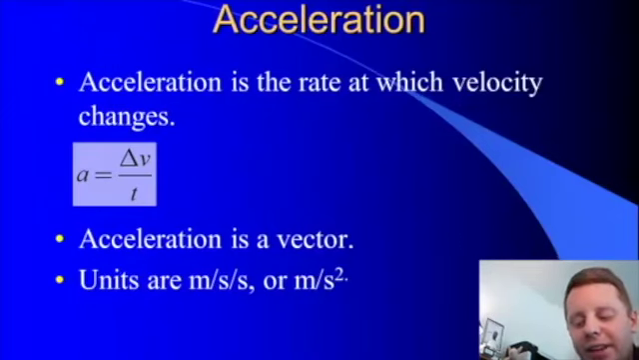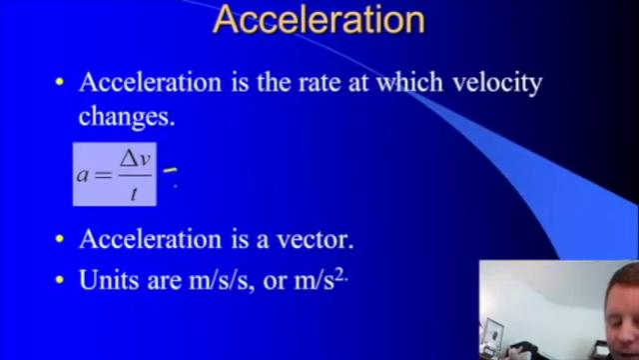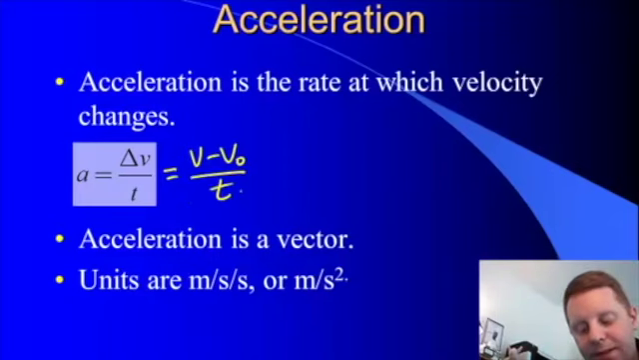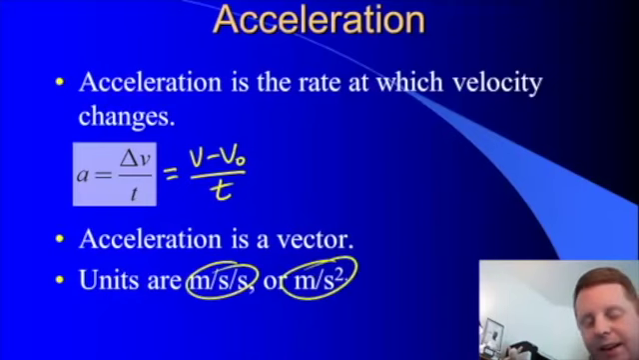Finally, acceleration is the rate at which velocity changes, and acceleration also is a vector. It's your change in velocity divided by time, so that could also be written as v minus v naught over t. It's a vector, and its units are meters per second squared. That sounds a little funky, but it really is saying if you have an acceleration of 5 meters per second squared, it means your velocity is changing 5 meters per second every second.